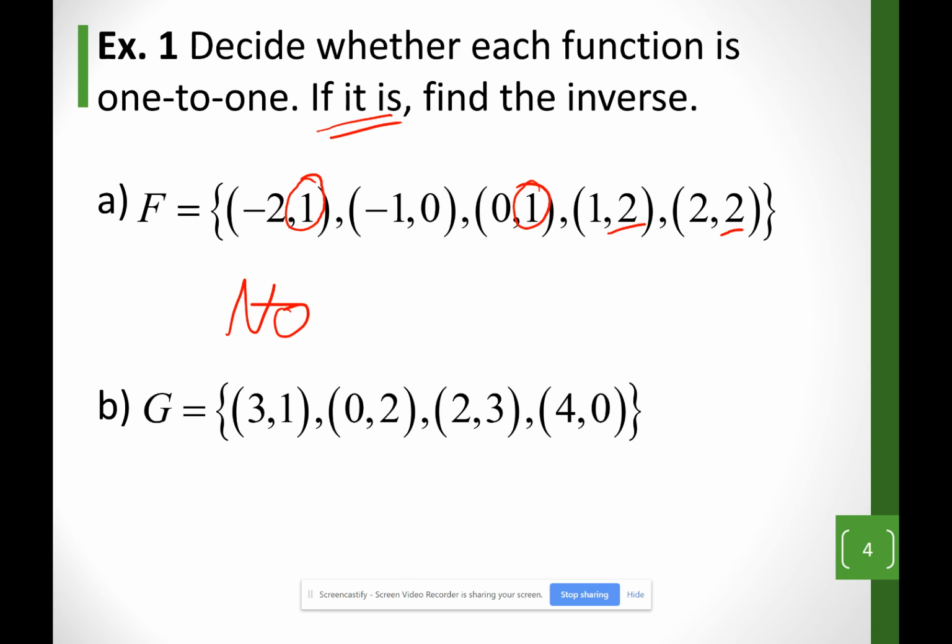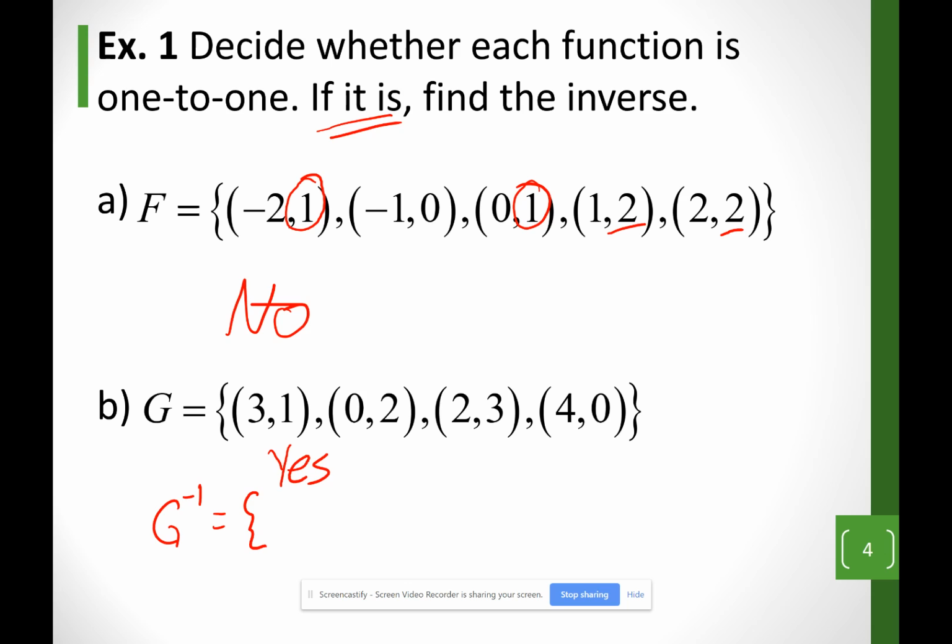Looking at G, it is a function because the x values do not repeat. Then I ask myself, is it a one-to-one function? I look at my y values. The values do not repeat. So in this case, I say yes, it is a one-to-one function. Now, because I said it is a one-to-one function, I'm going to find the inverse. So we're going to say G inverse. Remember, I'm using that -1 as an inverse.